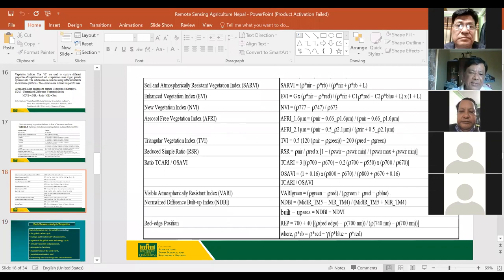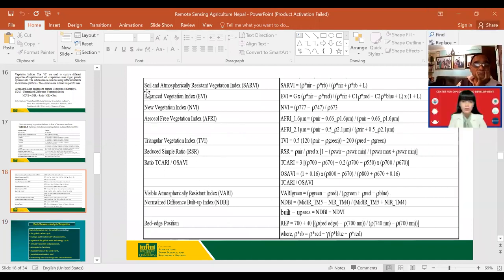And so now this is typically how it is done. Say, soil and atmospheric resistant vegetation index. This is the formula for that. And for the enhanced vegetation index, this is the formula for that. And so there are lots of indices. Now, this may be something out of the blue for most of the people, but people working in the agricultural field should know what they are interested in. So even though I'm just throwing this up to show the kind of indices we're going to work with in remote sensing.